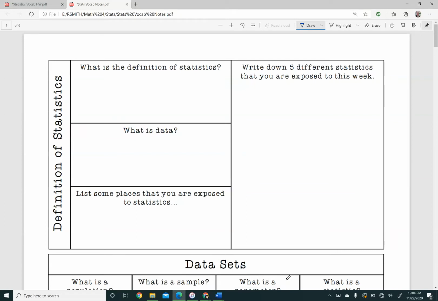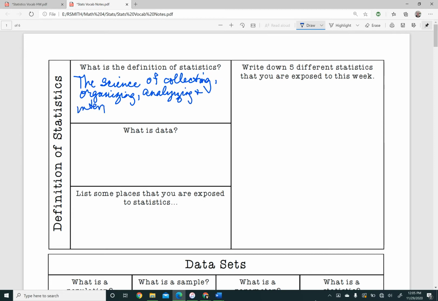All right, this last unit is on just some vocabulary for statistics and some different things. We're going to start with what is the definition of statistics? Statistics is basically the science of collecting, organizing, analyzing, and interpreting data in order to make decisions.